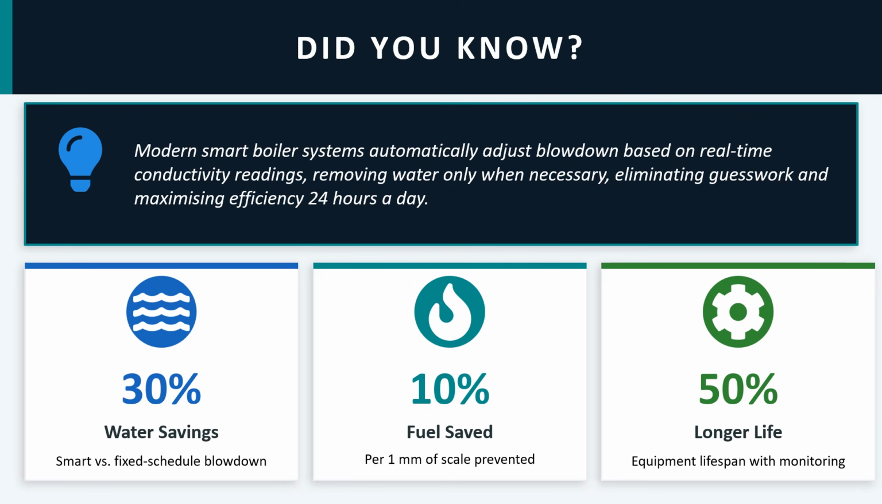Did you know? Modern smart boilers automatically adjust blowdown based on real-time conductivity readings. Instead of removing water on a fixed schedule, they remove only what is necessary. This can reduce water consumption by up to 30%, cut fuel usage by roughly 10% for every millimeter of scale prevented, and significantly extend equipment life. Many facilities also recover heat from blowdown water, creating additional energy savings. Smart conductivity control is a simple way to improve both efficiency and sustainability.